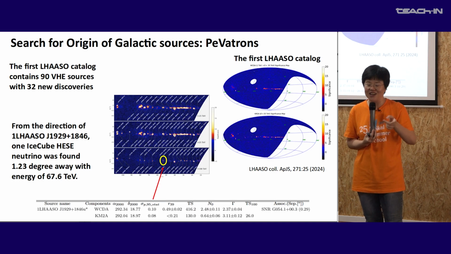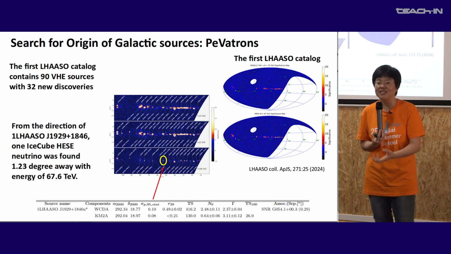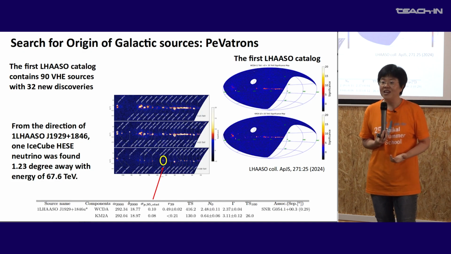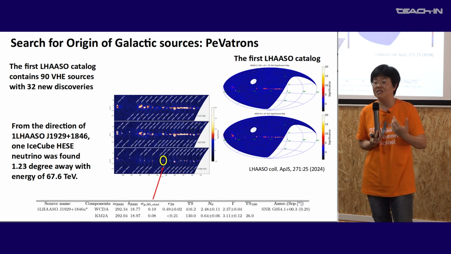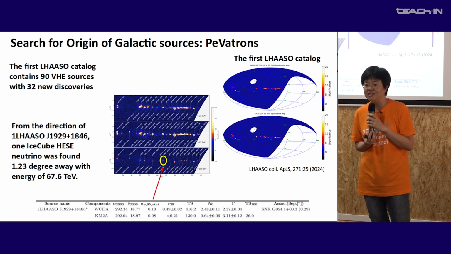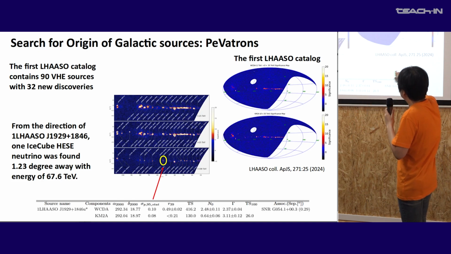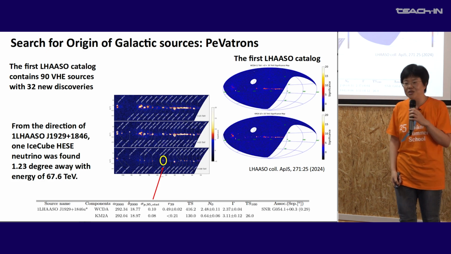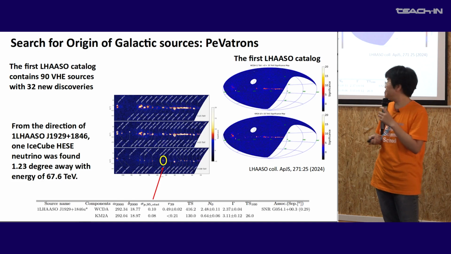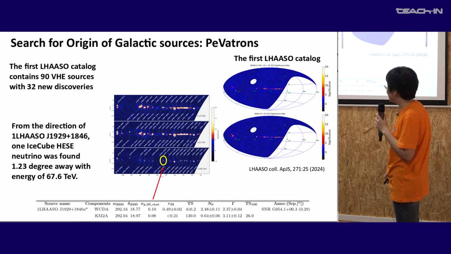From the last slide, pp and p-gamma interactions will produce gamma rays and neutrinos at the same time. How about an easier way? Let's look at the gamma rays. If there is a chance a neutrino would coincide with the gamma rays, then that's easier, right? Here is the LHAASO catalog map. They found 90 sources with very high energy gamma ray emission. Among them, 32 are new discoveries.